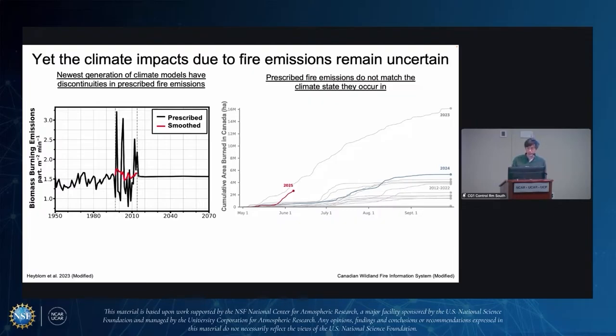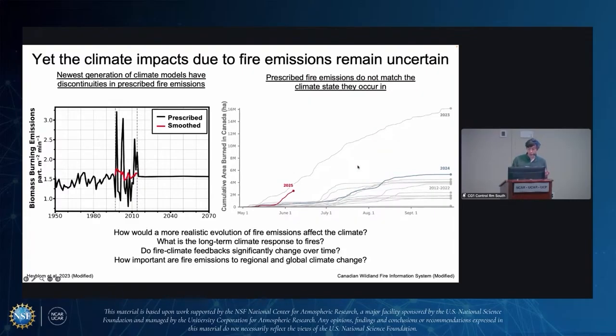And just to illustrate this point, here I'm showing the cumulative area burned in Canada with observations from 2012 to 2023, seasonally. And we can see that the annual variations in total area burned are large, ranging anywhere from 1 million hectares to up to 16 million hectares. So the prescribed emissions do not capture this. In addition, the prescribed emissions do not capture the seasonal variability from year to year.